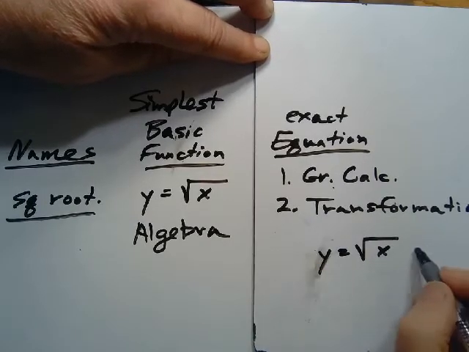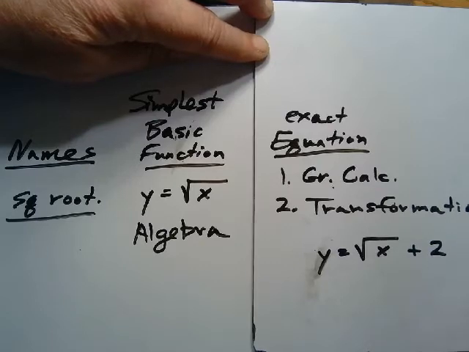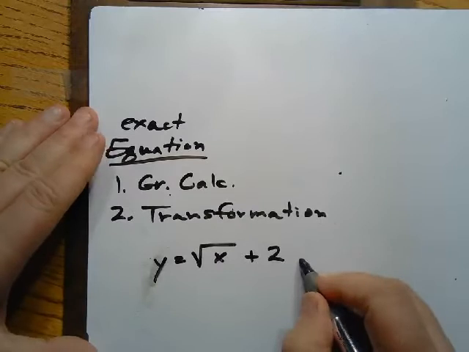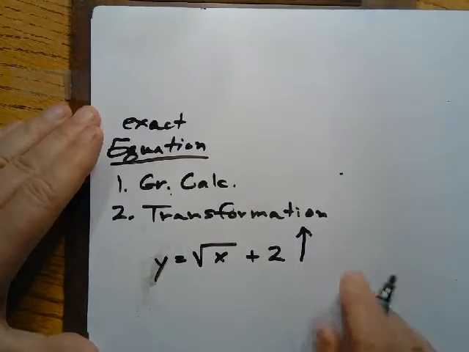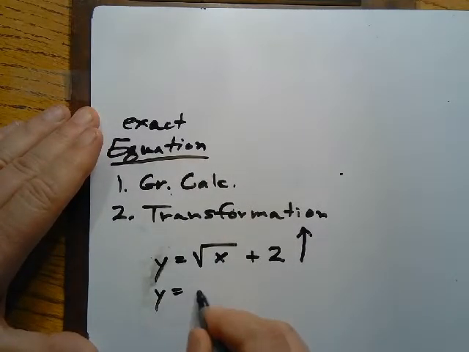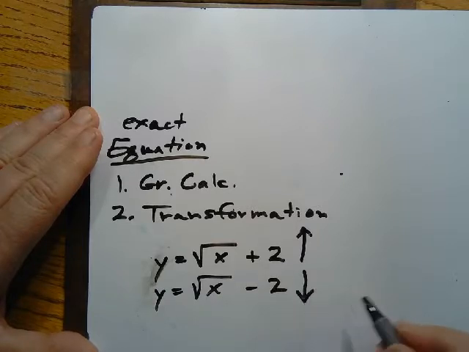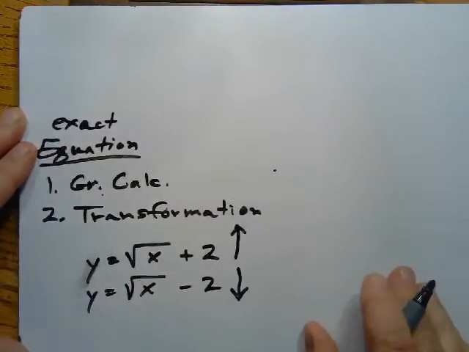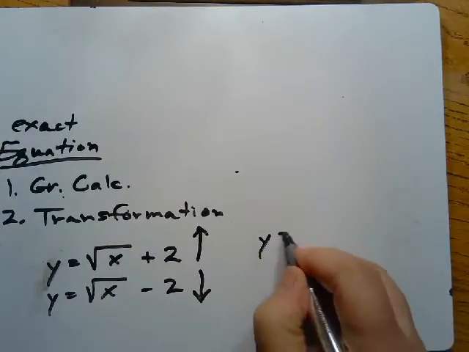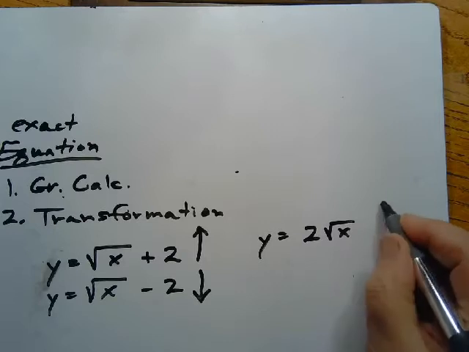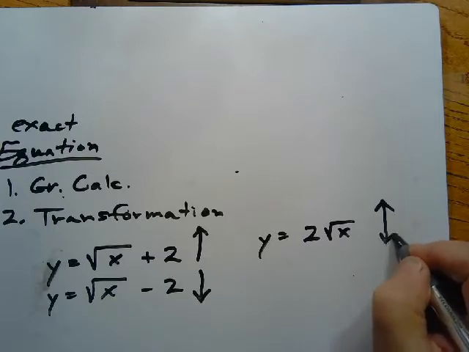Well, what if I add 2 to it? What does adding 2 do to a function? Adding 2 causes it to shift up. What if I subtract 2 from it? That would cause it to shift down. What if I were to take the function and multiply it by 2? That would cause it to stretch vertically.